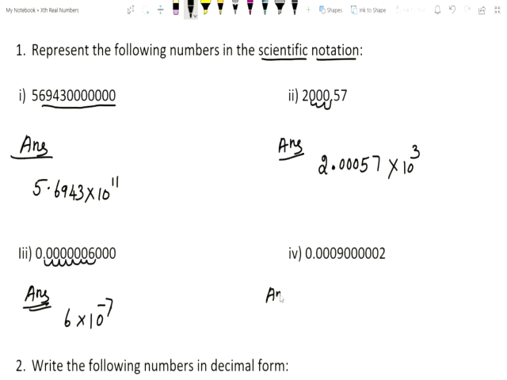The fourth one also starts from 0 point, so you put a negative power. See the first significant number 9. So 9.0000002 into 10 power, see here, 1, 2, 3, 4, so 10 power minus 4. You understand, children? So the next one.